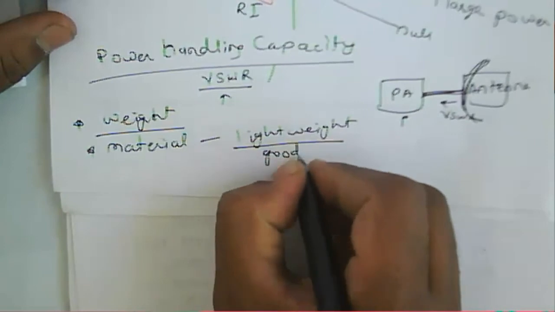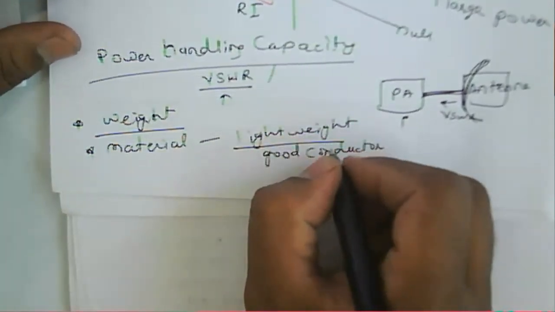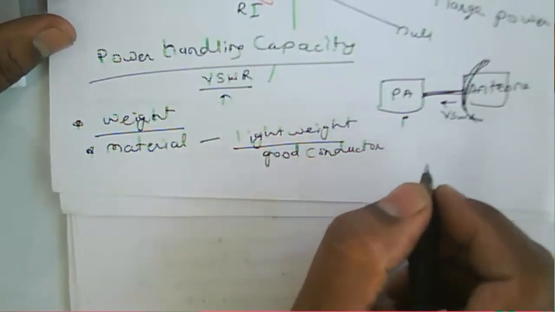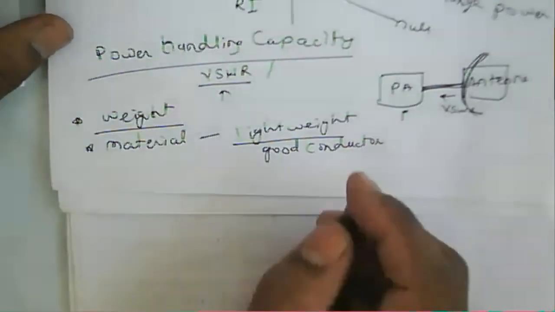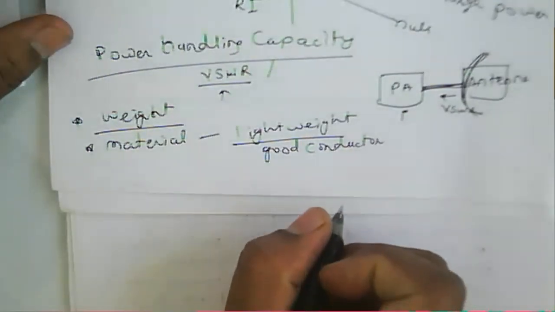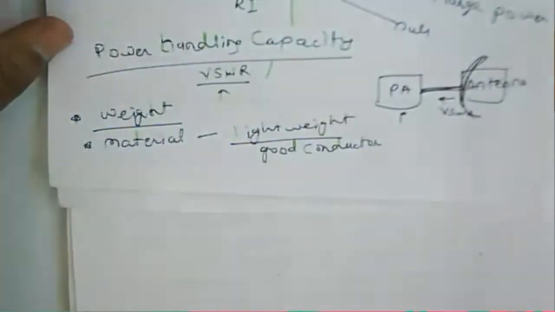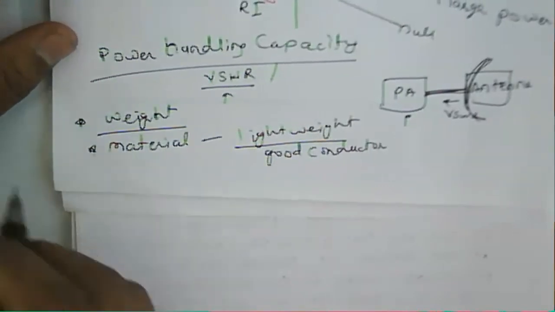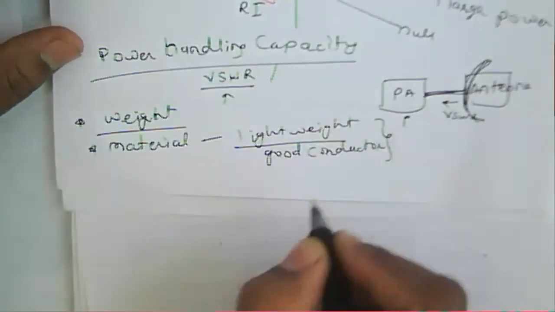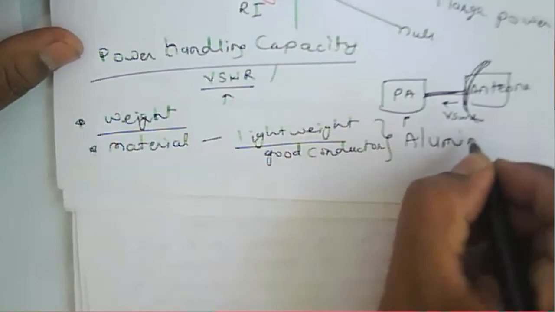If we have a good conductor with a lightweight, then the loss will be minimized. So we can reduce the losses in the given antenna there. And because of that reduction in the losses, we will get a high gain or a maximum radiation in the given direction. So to achieve this lightweight and good conductor, mostly nowadays aluminum is used.